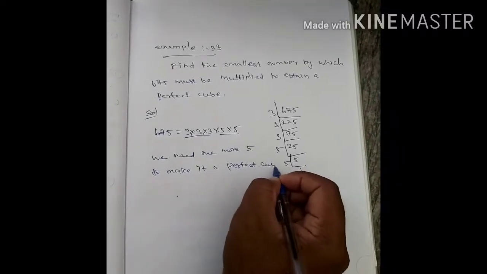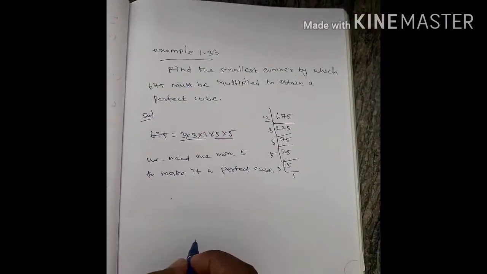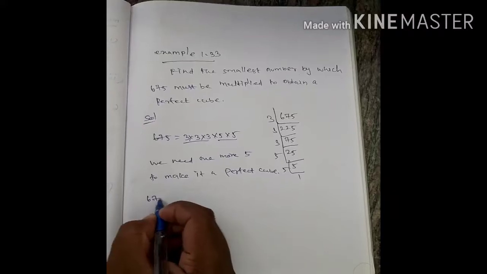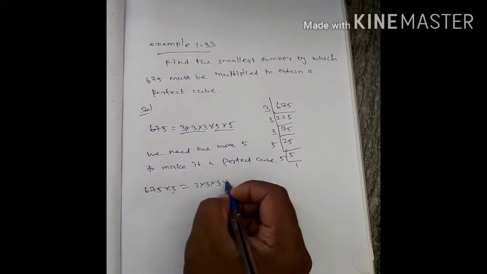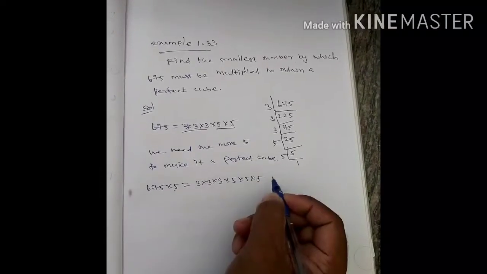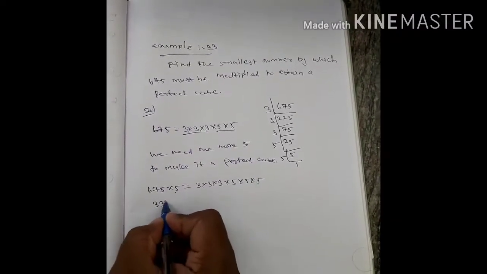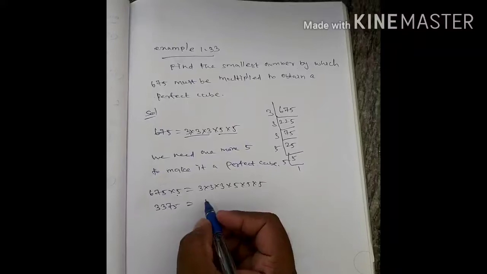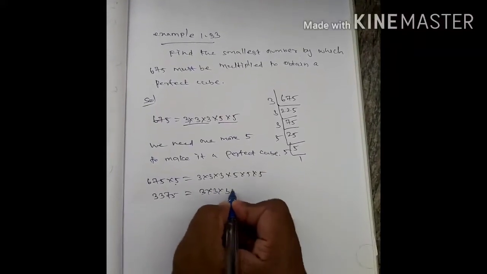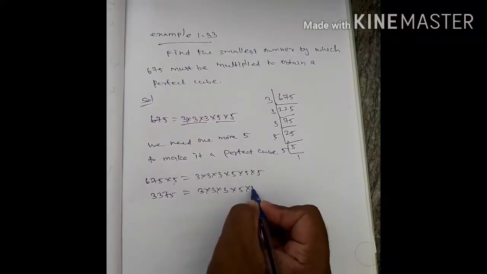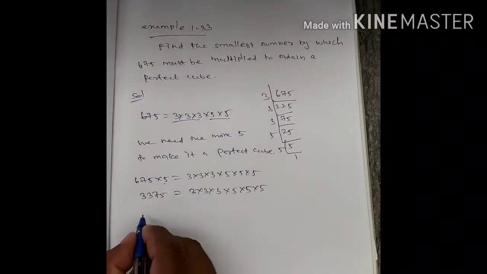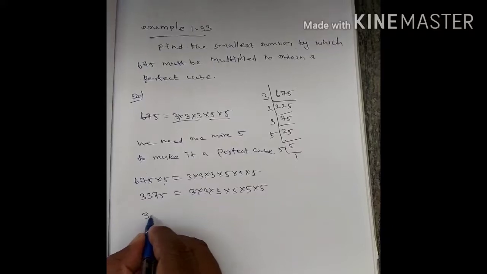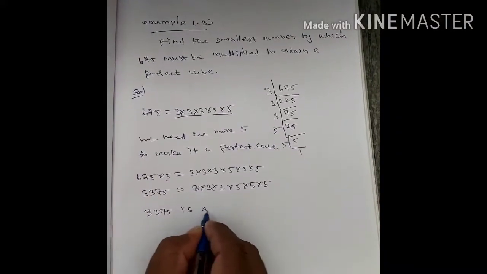So multiply both sides, right hand side and left hand side. 675 multiply 5 equals 3 multiply 3 multiply 3, 5 multiply 5 multiply 5. So 675 multiply 5 is 3375, equal to 3 multiply 3 multiply 3, 5 multiply 5 multiply 5. So 3375 is a perfect cube.